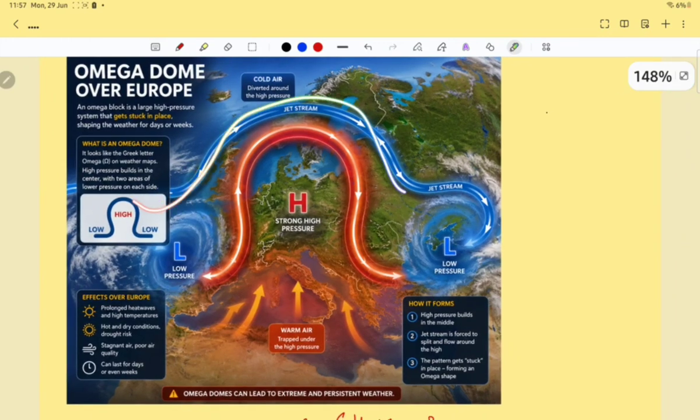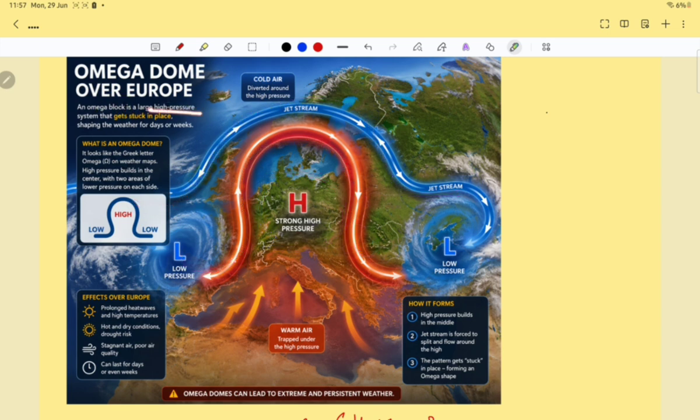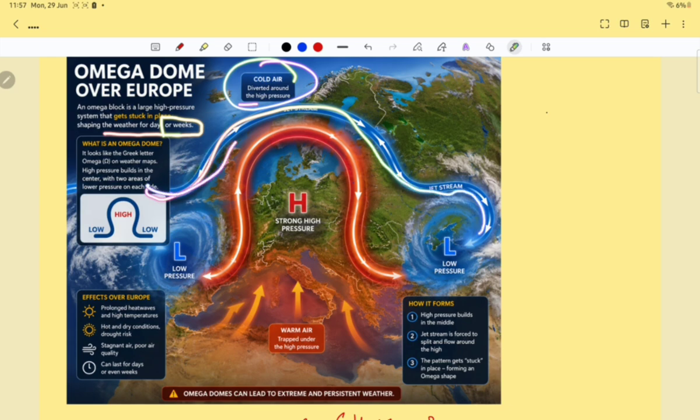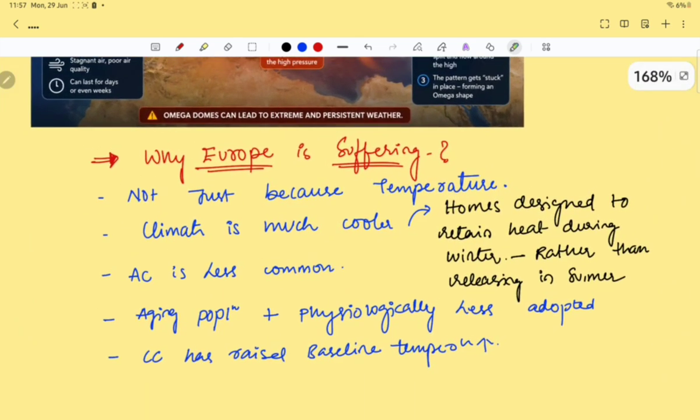The jet stream got bent because strong high pressure is trapped here. An omega block is a large high pressure system that gets stuck in place, shaping the weather for days or a week. Cold air is diverted around the high pressure, like this. Omega domes can lead to extreme and persistent weather. So now Europe is suffering a lot.